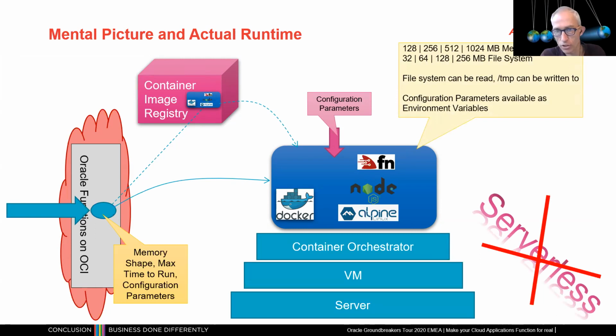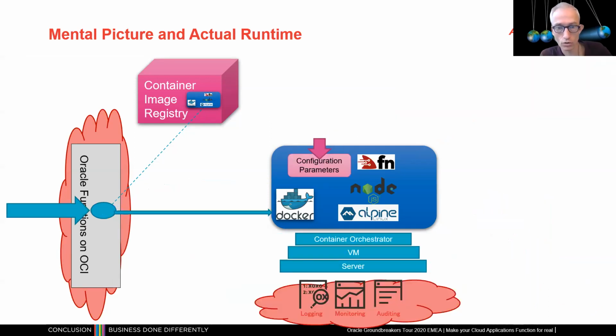So we've got various memory shapes, and along with the memory shapes go file system sizes. So yes, our function has a file system, and we can write to the file system, we can read from the file system. And as I said, the configuration parameters are available as environment variables. So now the request can be handed to the Docker container instance, and the Docker container instance can handle the request and can leverage, as you can see, the operations facilities on OCI. And it can then, of course, return the request.